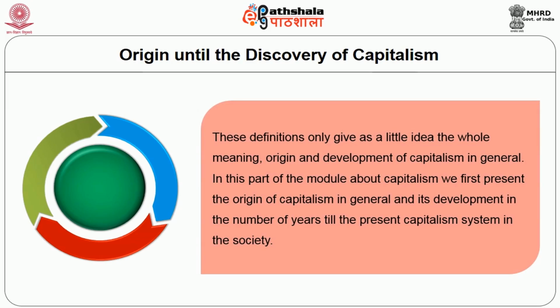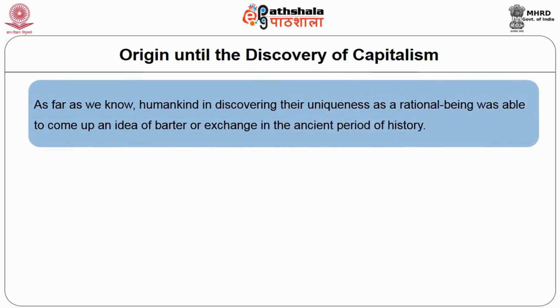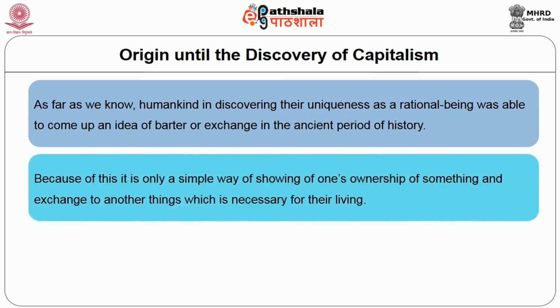In this part of the module about capitalism, we first present the origin of capitalism in general and its development over the years till the present capitalist system in society. As far as we know, humankind, in discovering their uniqueness as a rational being, was able to come up with the idea of barter or exchange in the ancient period of history. Because of this, it is only a simple way of showing one's ownership of something and exchanging it for another thing which is necessary for their living.